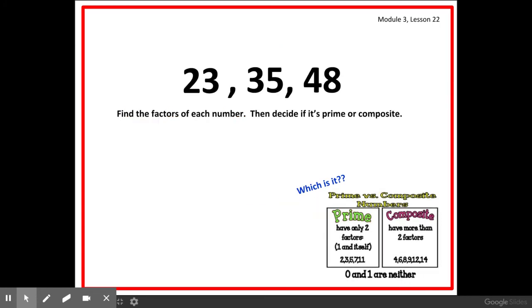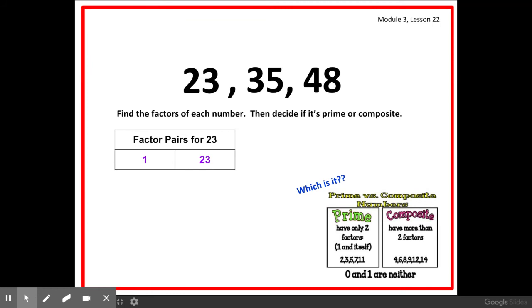All right, so let's take a look at these 3 numbers, these 3 amounts that are being represented. We're going to find the factors for each number, and then we're going to decide if it's prime or composite. Friends, I want you to start on your own. Actually, no, I'm going to show you my example first for 23. Are you ready? I'm going to show you my chart for 23. This is what I came up with.